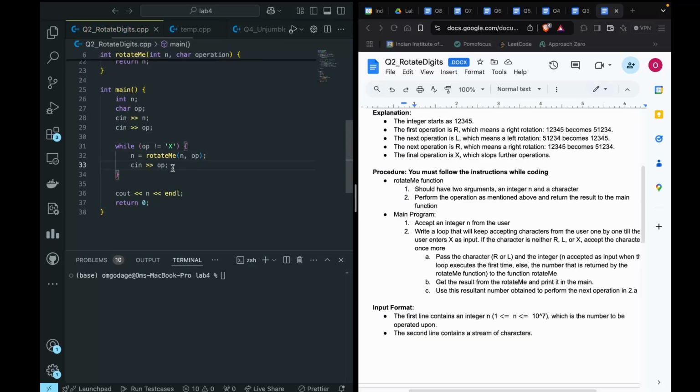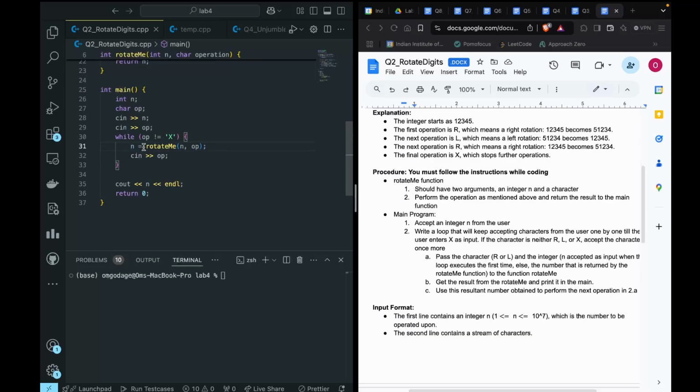Alright, so you will take in the integer n, and then you will take in the operation. Then you check if the operation is not equal to x, then you will rotate the number with the provided operation and store it in n.